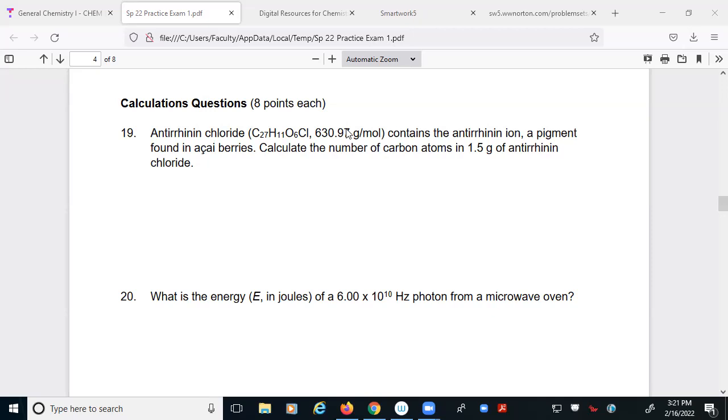So what we need to think about, we're going to abbreviate here. We're starting with grams of AC, the anti-rearing chloride. What we need to go to are atoms of carbon.